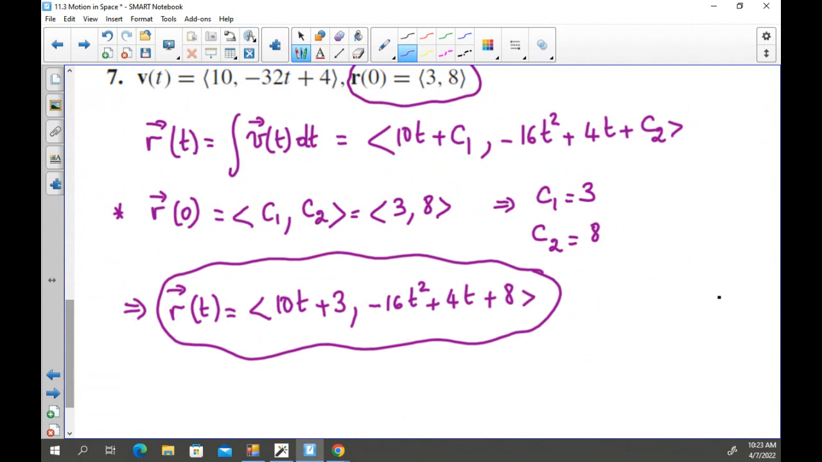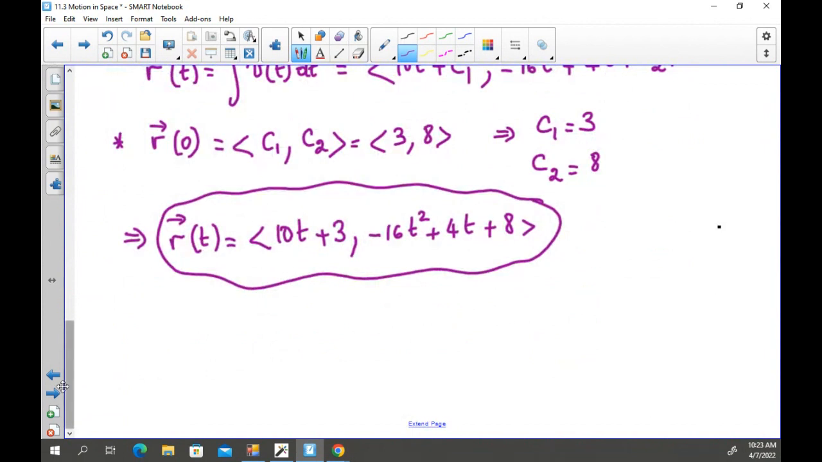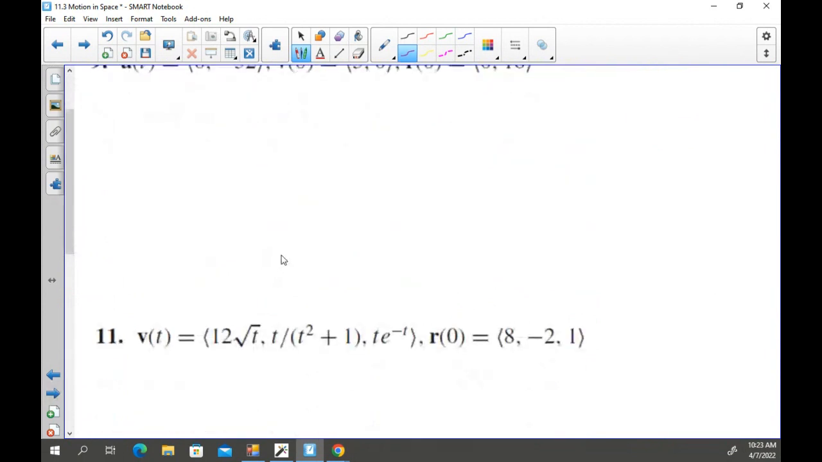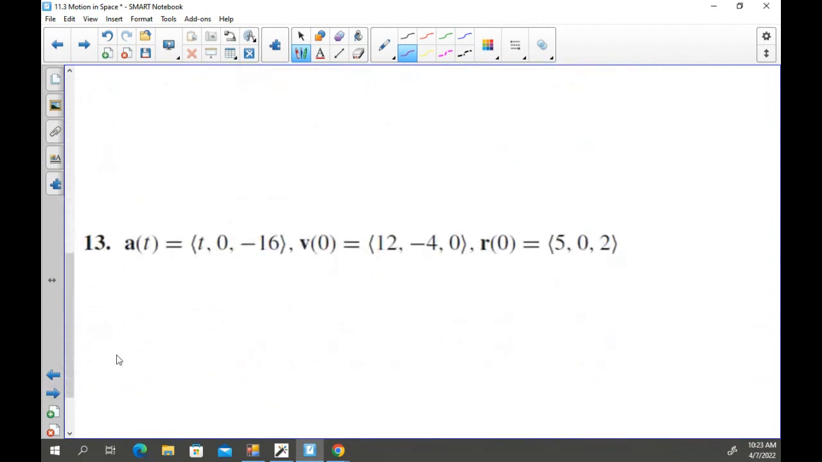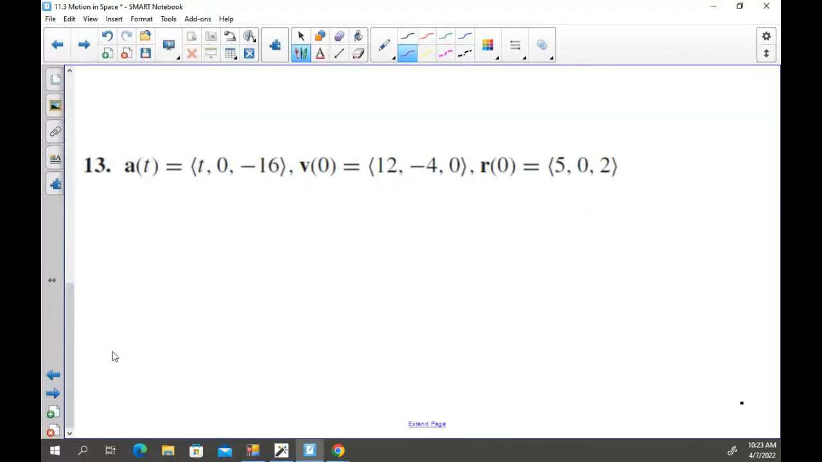Let me do the last one, 13. So try the others. Obviously, you can check them. I just want to do this one. Here, we are given the acceleration. So what do we want to find here? Velocity and the position vector r. The velocity v and the position vector r.